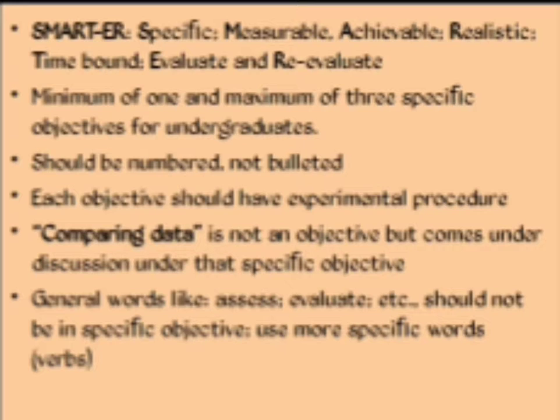Such limitations guide us on the number of objectives that we should have. Of course, we should not have these specific objectives bulleted, but they should be numbered. Each objective should have an experimental procedure. For me to take your objective as a specific objective and give you a mark for it, it should be able to be subjected to a given experimental procedure to attain results. So things like comparing data is not an objective, but comes under discussion under that specific objective.